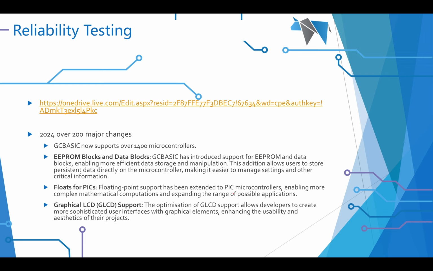If you want to see the full list of changes that have happened in one year, go to that URL. This year there have been 200 major changes. We've added a couple of hundred more microcontrollers. We've added EEPROM blocks and data blocks. Floats, a huge change in the floats area. I mean, just massive, okay?